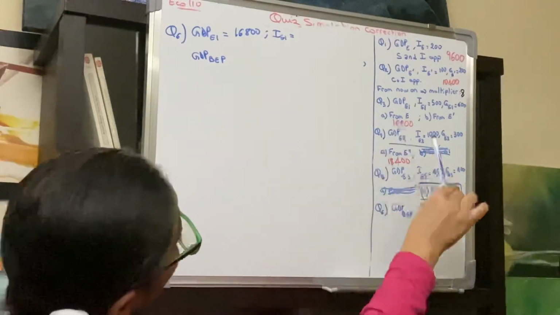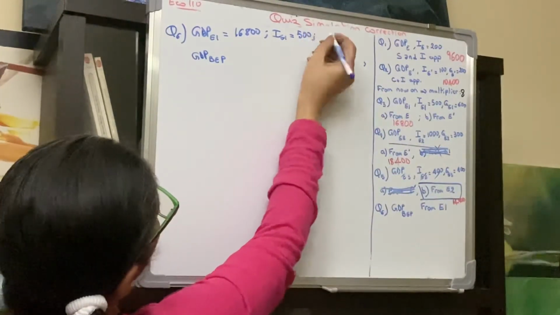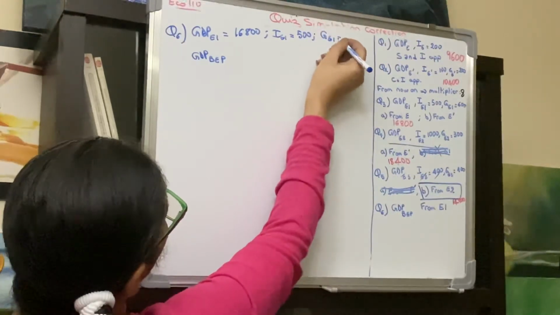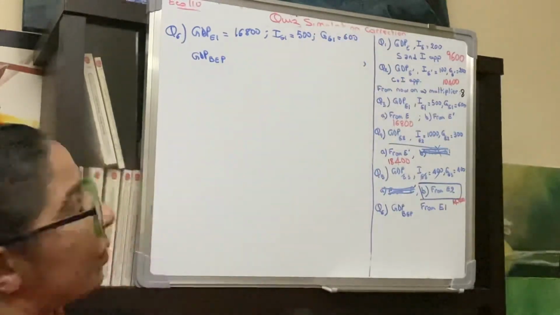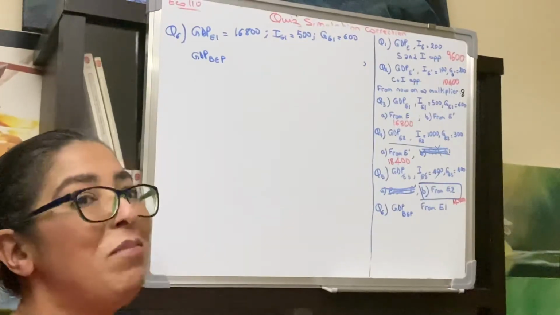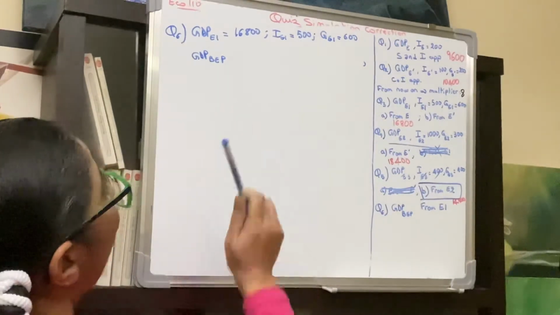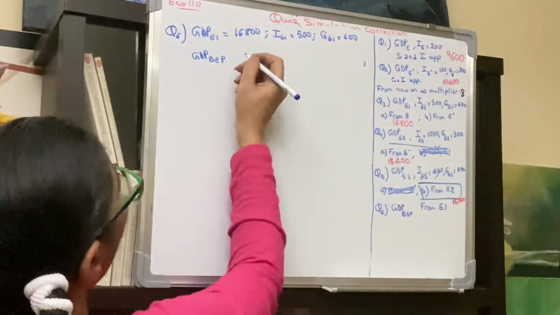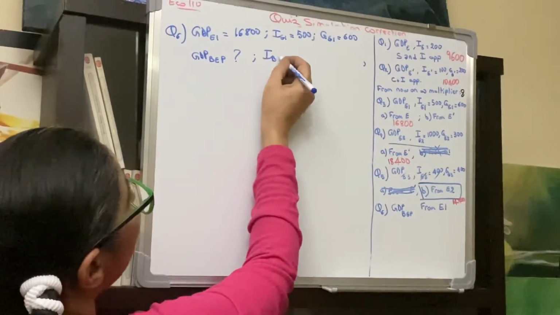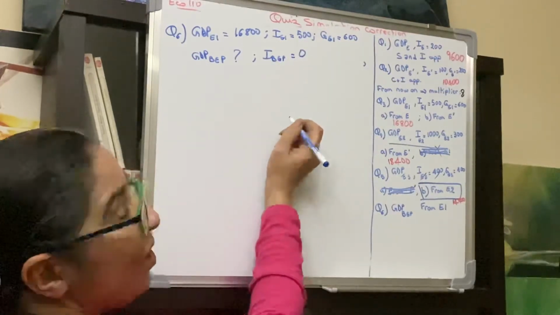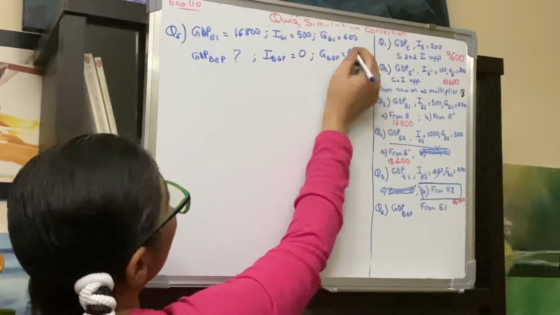IE1 was equal to 500. GE1 was equal to 600. Okay? I know that my GDP at BEP is 8,000, but I need to calculate it from here. So what do I know about the GDP at BEP? Investment at BEP is equal to how much? 0. And government at BEP is equal to 0.